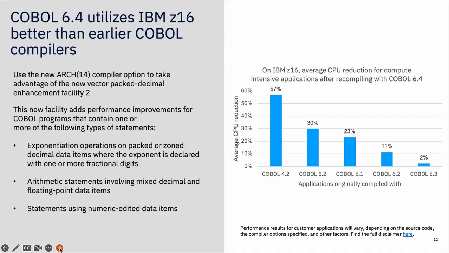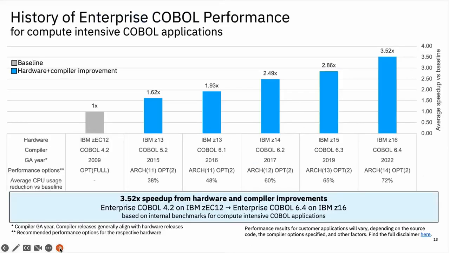Depending on how much code you have, that would benefit. With the optimization, you probably get better or worse. So let's move on to the next chart. So here's a history of what we do. Like, if you keep up with the hardware upgrades and you keep up with the COBOL upgrade, if you look from EC12 to now, we're looking at around 3.5 times performance improvements. Let's move on to the next chart.